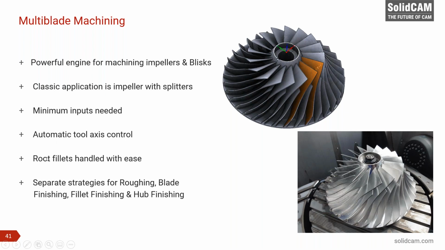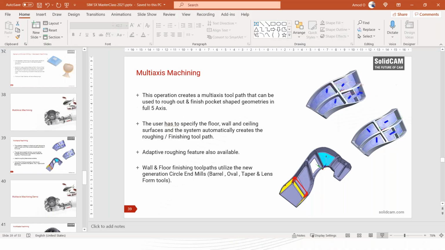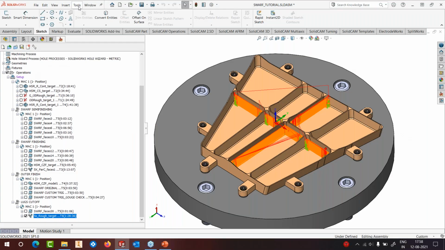And root fillets, very important. There are fillets on the part, and at the end, you would like to machine only the fillets. That is also handled by multi-blade machining. And we have strategies for roughing, blade finishing, fillet finishing, and hub finishing. So they are very nicely done. You don't need to take only one and then play around with it. There are separate strategies for each of them. So let's look at a nice impeller here.